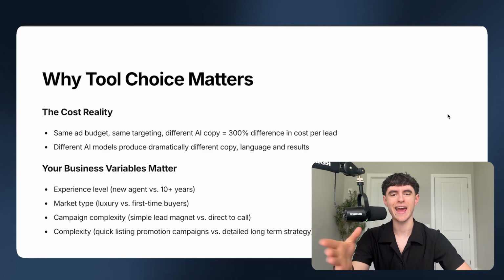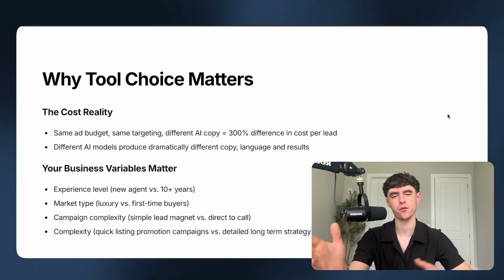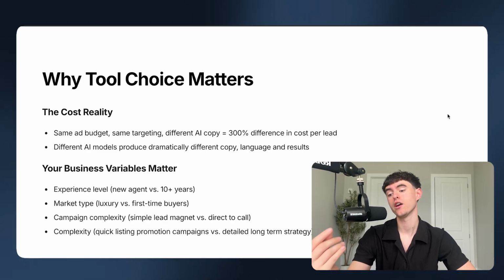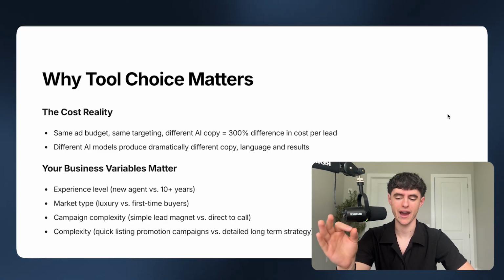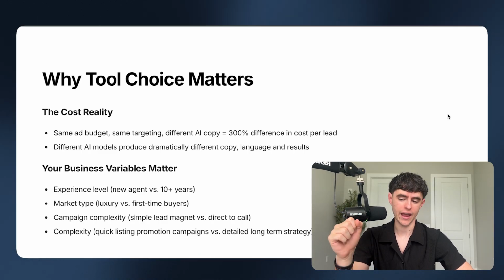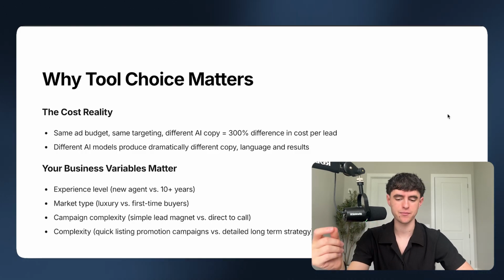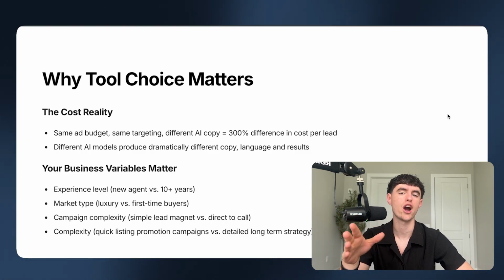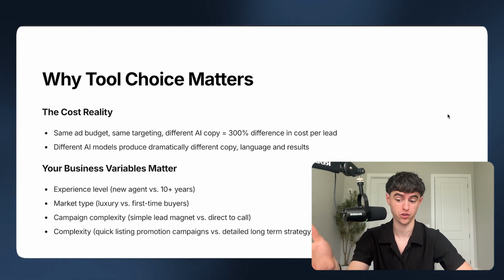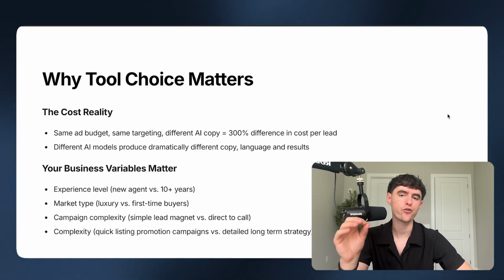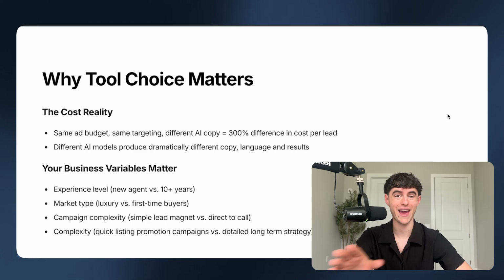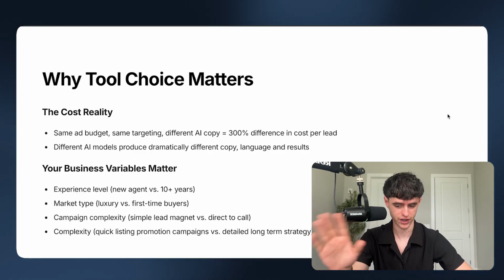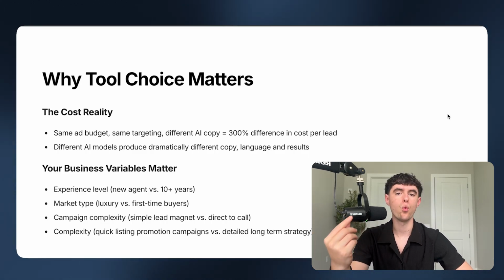When you're choosing an AI model, you need to understand what purpose it's going to serve for you at whatever particular point you're currently in. Tool choice absolutely matters depending on what you're doing. You can have the same ad budget, the same targeting, but different AI copy, and you can literally have a 300% difference in the cost per lead because different AI models will produce dramatically different copy, language, results, etc. And you need to know when to use which.